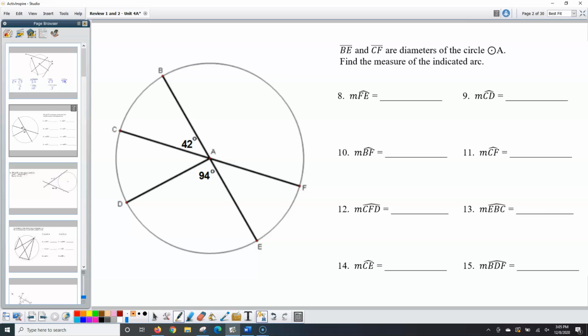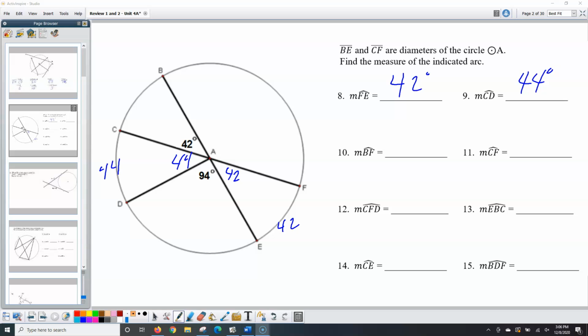FE. I'm noticing that 42 up there, that these are vertical angles. So that means that that arc is going to be 42. Arc CD. I'm going to cut the circle in half right here and say that left-hand half, 180 minus 42 and 94. So when I do 180 minus the 42 and 94, that's 136. I believe it's 44. So 44 right there and 44 right there.